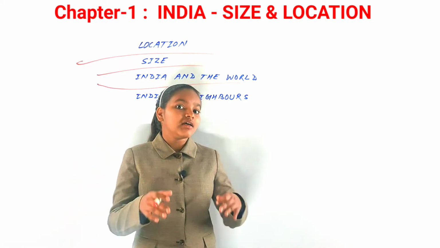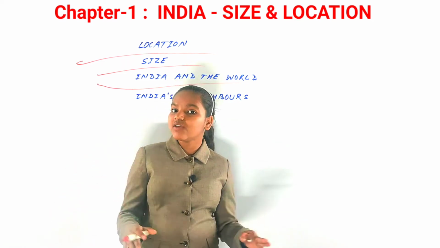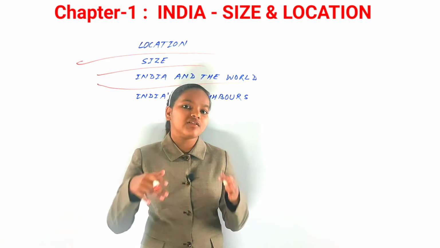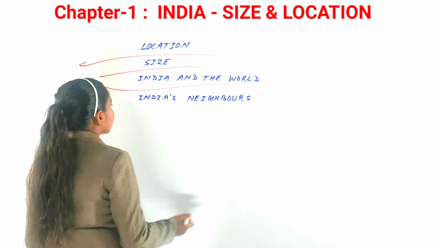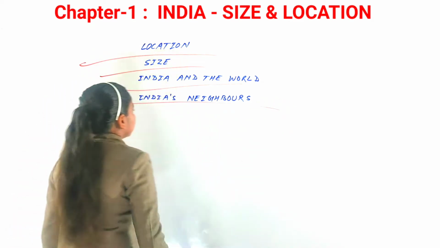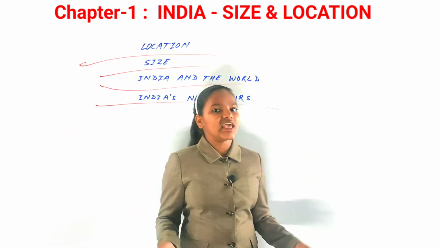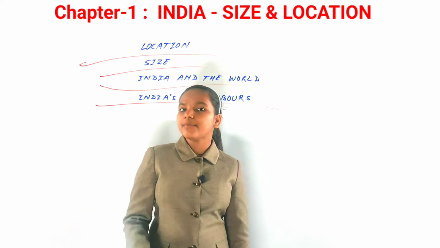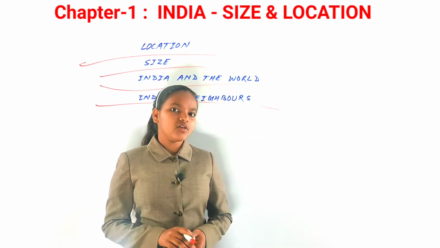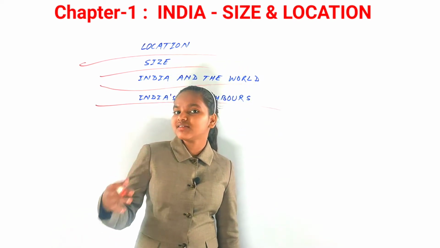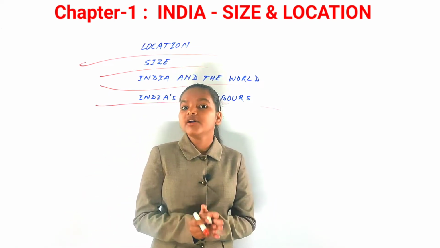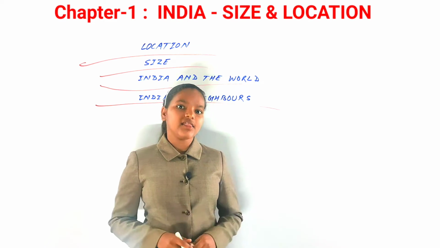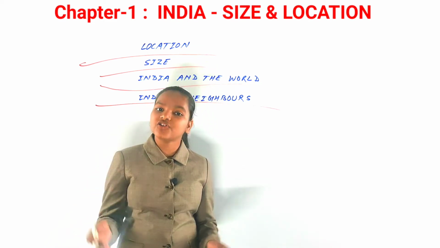You know that an ocean is named after India due to its peninsula. Now the next and last topic of this chapter is India's neighbors. Now, as you know, in India there are 28 states and 9 union territories, and if we talk about the neighboring countries of India, then we will know more about India.